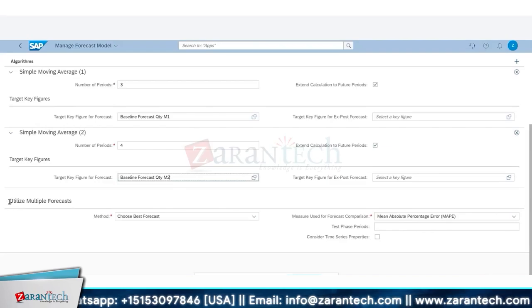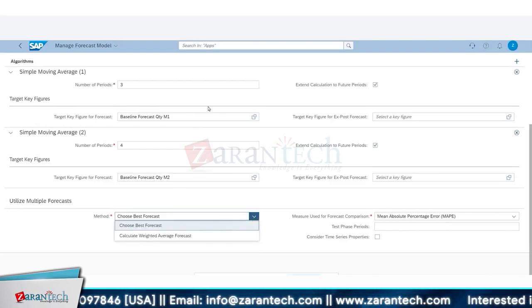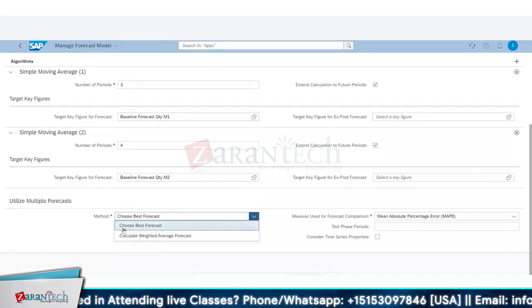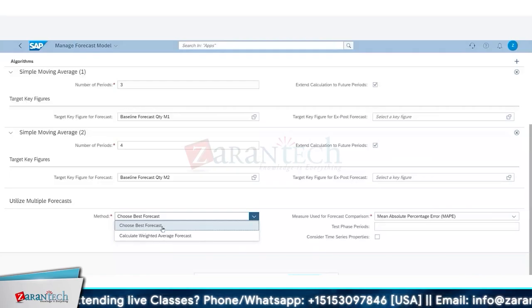Then you see here, utilize multiple forecast. Now you will get 2 statistical forecast quantities, one in M1 and one in M2. If you select 5 algorithms, you will get 5 statistical forecast quantities. Now you want the system to compare all these forecast quantities and give you the final forecast quantity as the best one chosen out of these. For that, you click here, choose the best forecast.